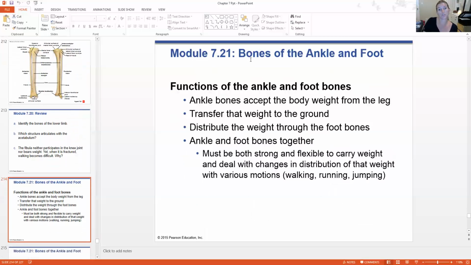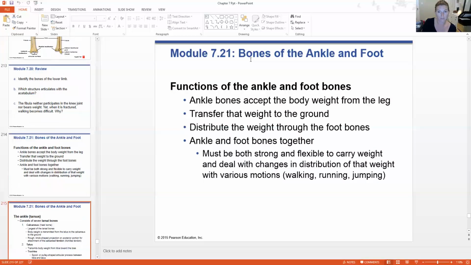Let's talk about the functions of the foot and ankle bones. Ultimately, they're bearing your entire body weight. They're transferring that weight to the ground. They're distributing the weight to your foot bones, and they have to be held together by very strong, flexible tendons.